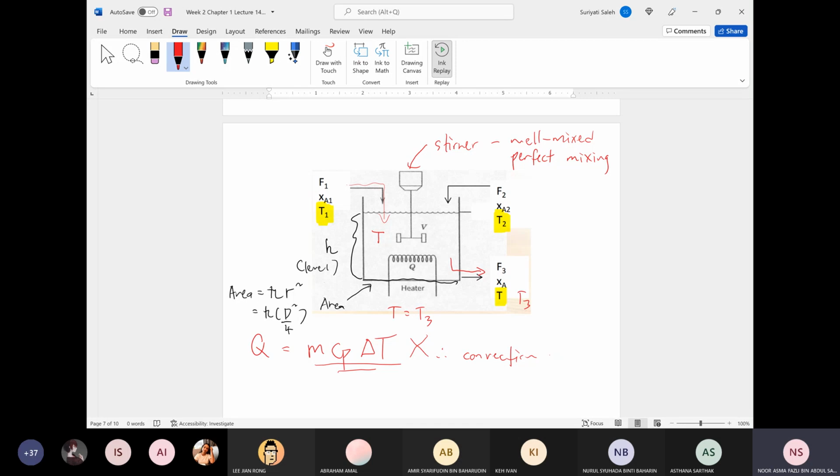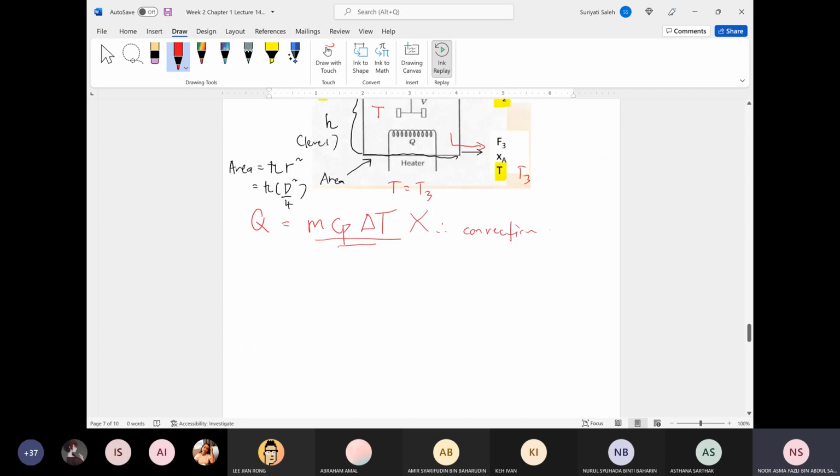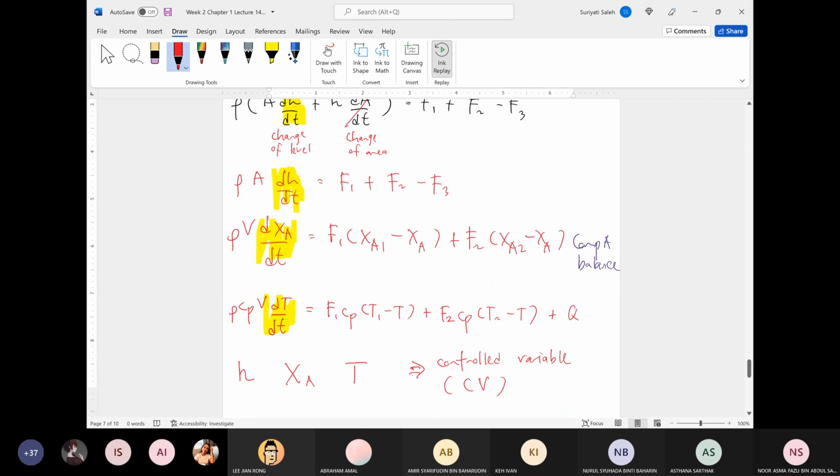So this is why we need to control the level, because we want to make sure our level keeps maintaining at a certain point, at a certain value. This is also why you need to derive the overall mass balance, because the overall mass balance accounts for the accumulation of mass or volume inside the tank. So for this case, the CV for maintaining the level will be your H, the level.